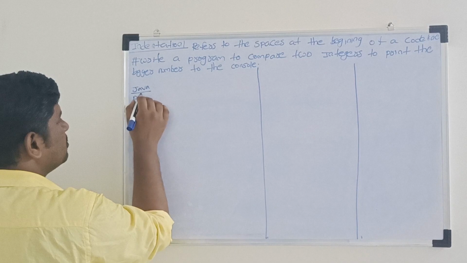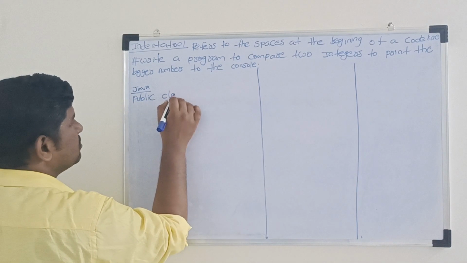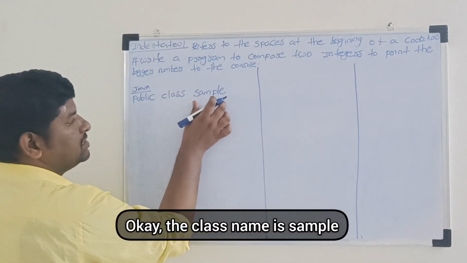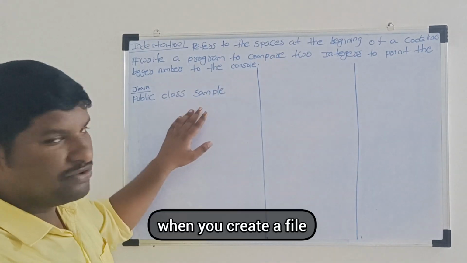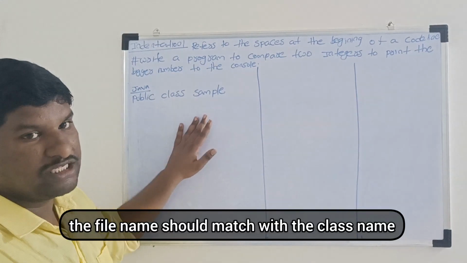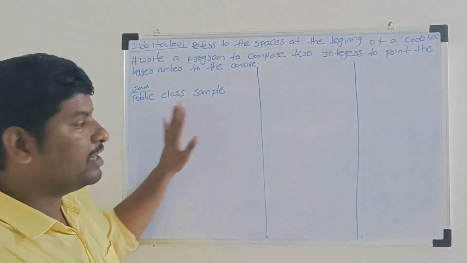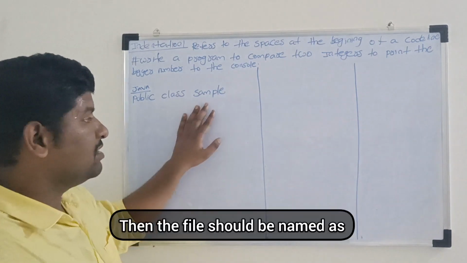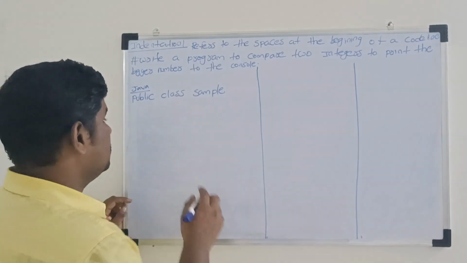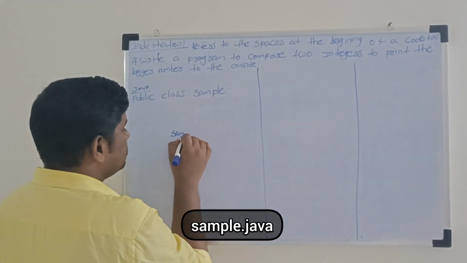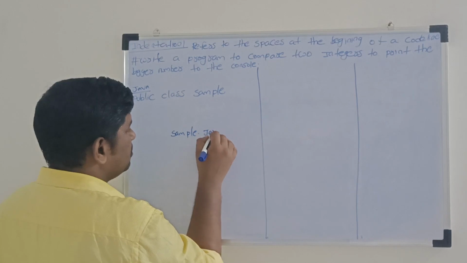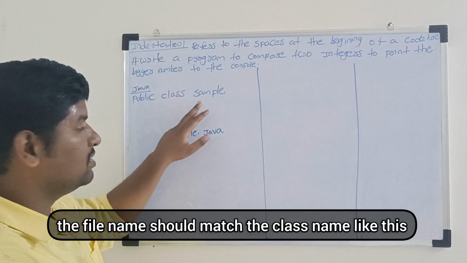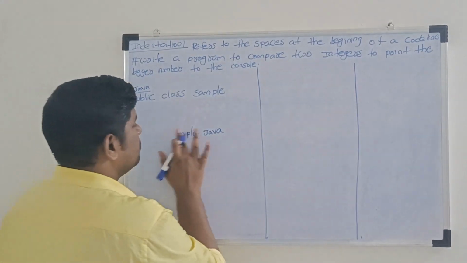So public class sample. Okay, the class name is sample. So here in Java, when you create a file, the file name should match the class name. For example, here the class is named sample, then the file should be named sample.java. So the file name should match the class name like this.